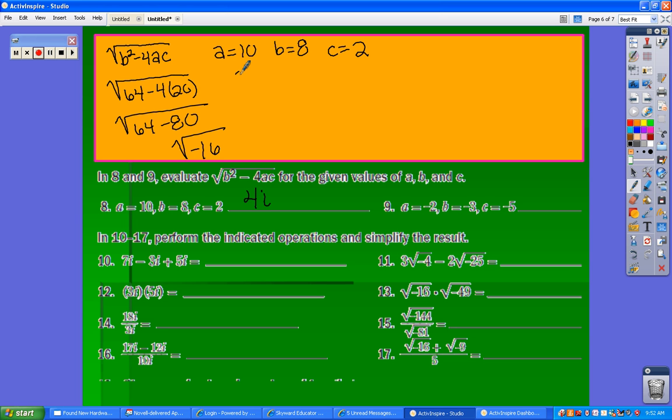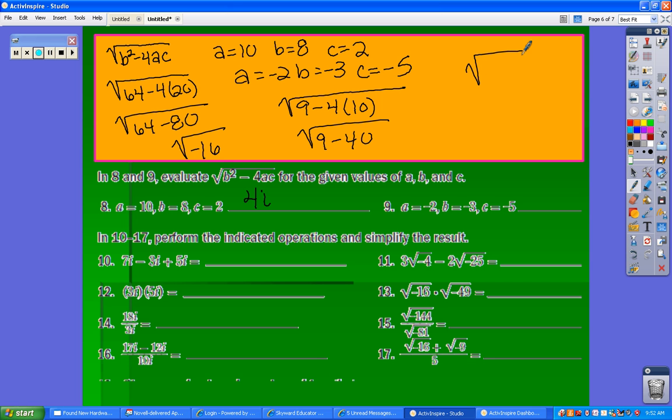Okay? If I have a equals negative 2, b equals negative 3, and c equals negative 5, plug that in. b squared, negative 3 squared is 9. Minus 4 times a times c, that's positive 40. Square root of 9 minus 40. This one won't work out nicely. Square root of negative 31. 31 cannot be broken down, but I can take out the imaginary part here. So my answer is going to be i square root of 31.